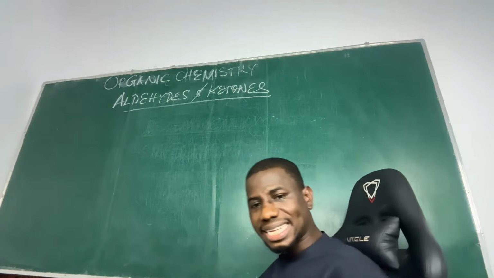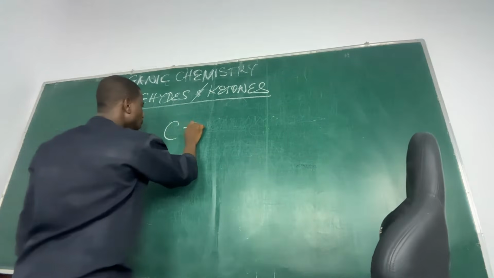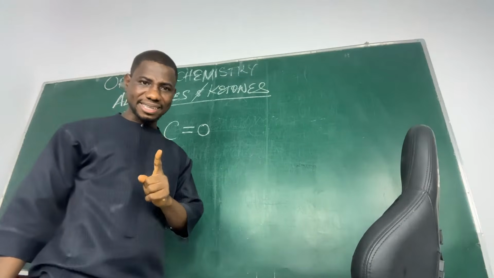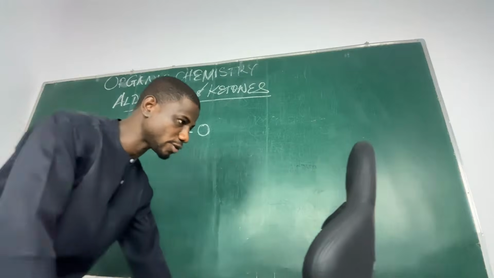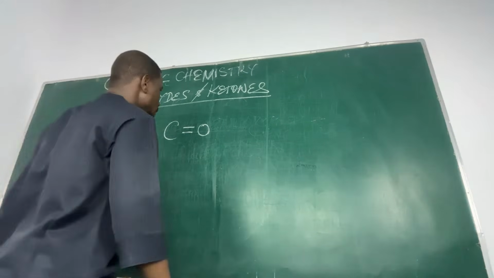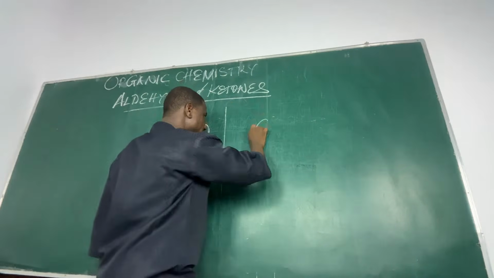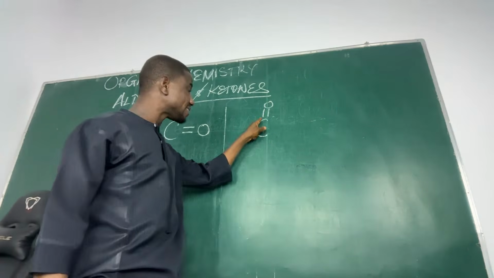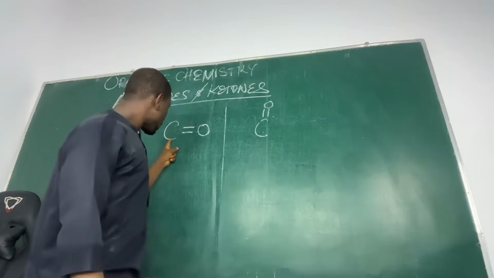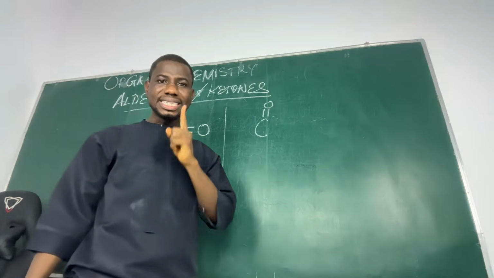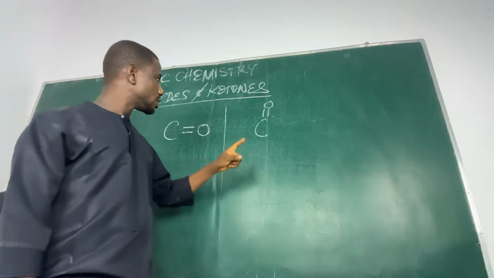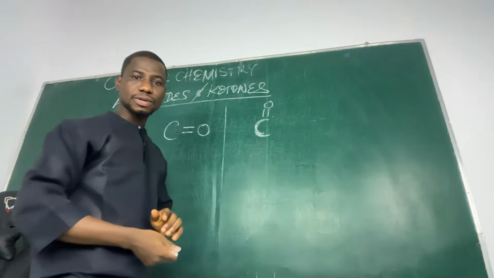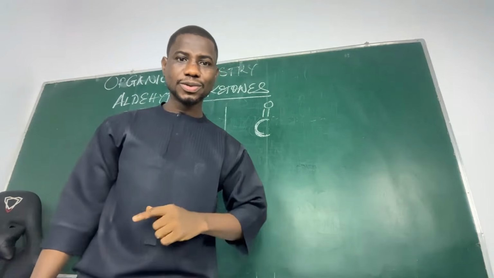So once we have something like this, carbon bonded to oxygen with a double bond, that represents a carbonyl group. Or we have something written like this, the C here bonded to the oxygen with a double bond above, that is also representing a carbonyl group.